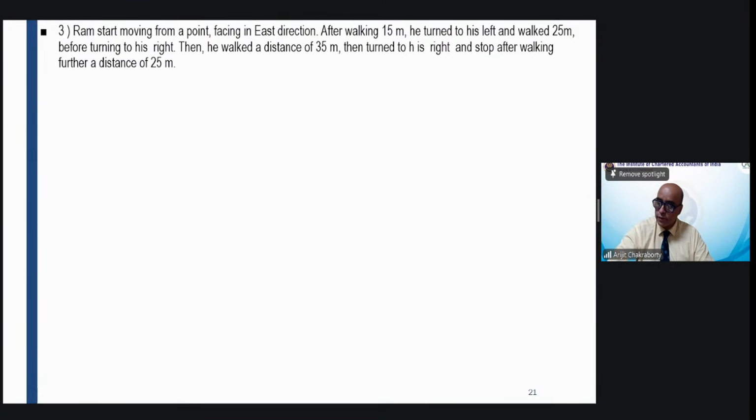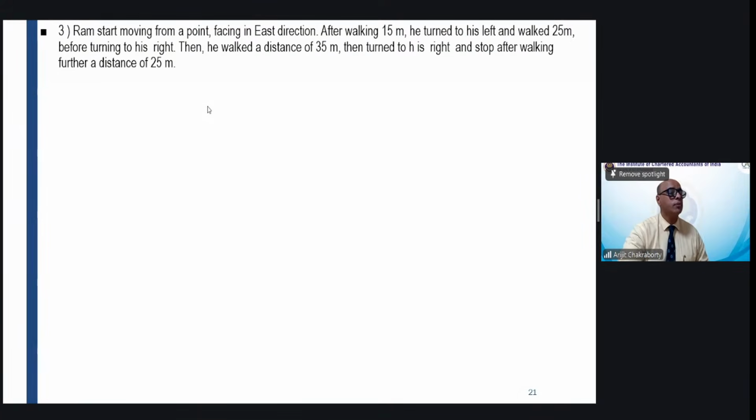Okay. Let's see. Ram starts moving from a point facing in the eastern direction. Question number 3. So for the MTP, I have taken 15 questions. Already we have solved around 40 out of almost 55 questions from the question bank. Now we are coming to another 15 questions in the MTP. So this is the third question.